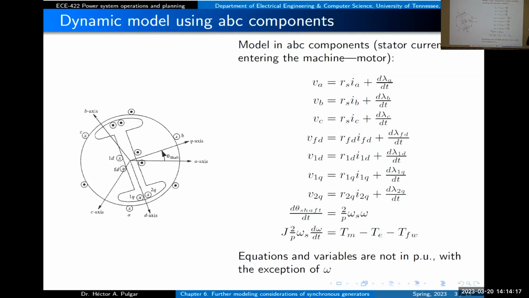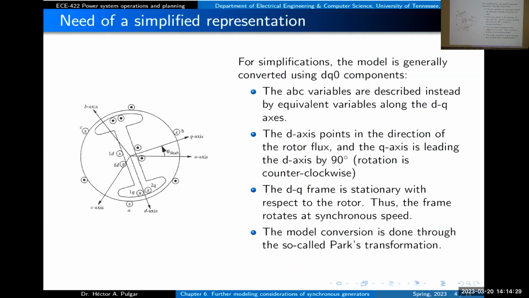Okay, so here's the sketch. We're not going to be able to derive everything from now on, but we need to get some understanding of where these models come from. As I said, we need a simplified representation. Instead of using the ABC signals for voltage and current in the stator, those are sinusoidal signals, so that can be troublesome when we have a model. We want to have something simpler. And for that simplification, we will use this DQ reference frame.